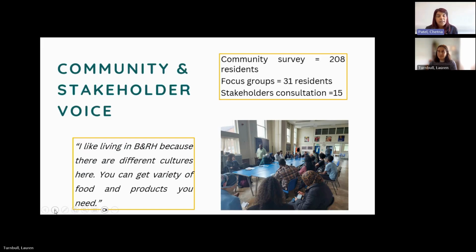So community and stakeholder voice, again, some really fantastic feedback that we got from communities and stakeholders, and we did some brilliant focus groups with learning partnerships, which really helped us to understand what our communities feel about living in the area and what they would like to have changed in their area too. There's a quote there about how somebody feels about living in the area. And the next slide, please, Lauren.